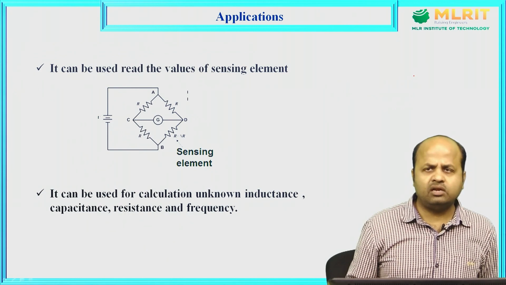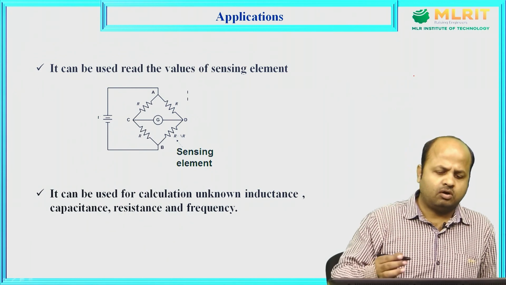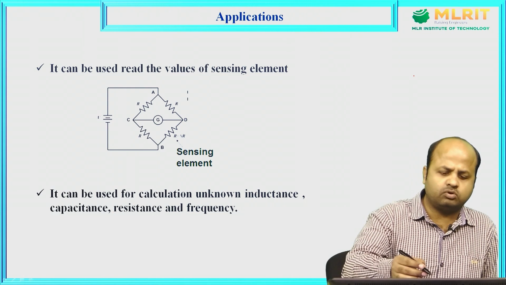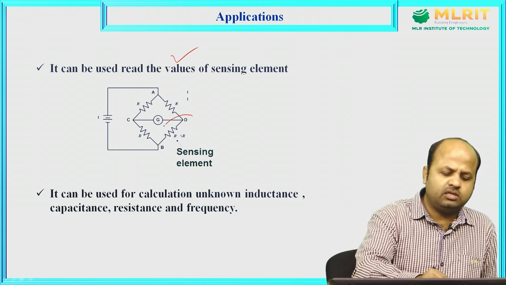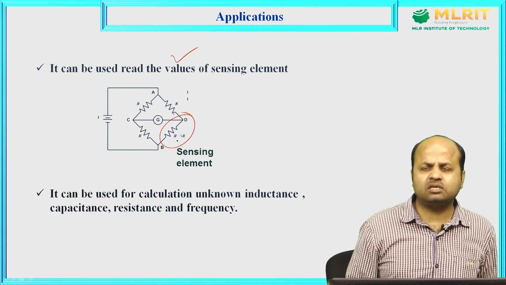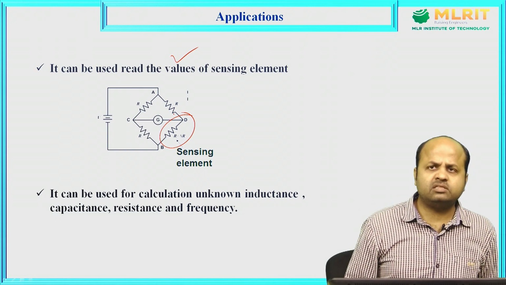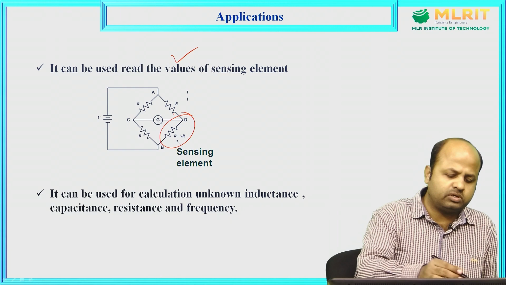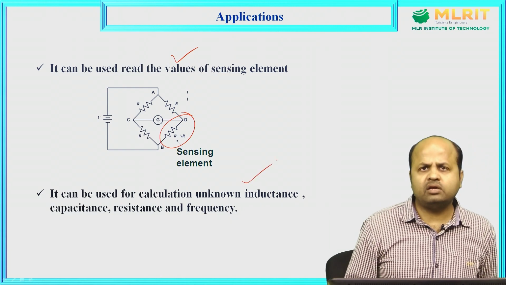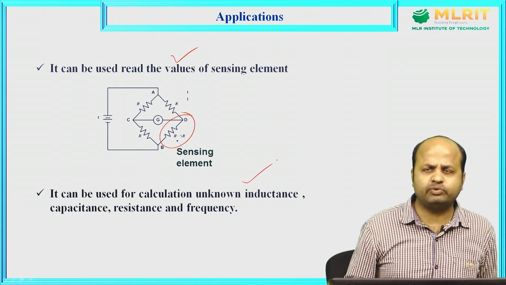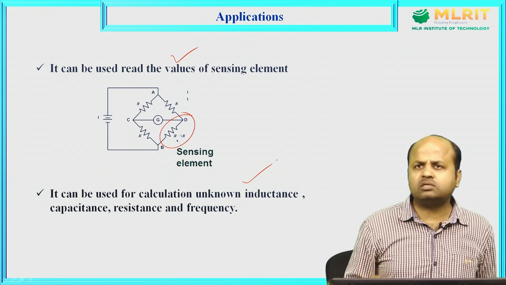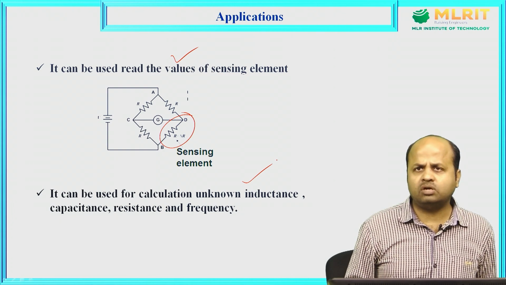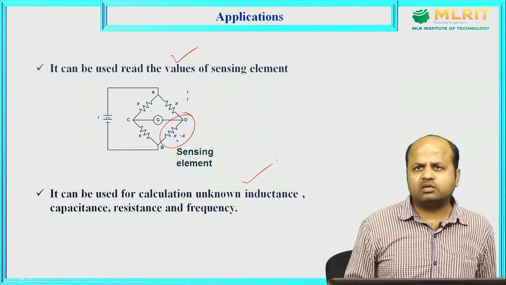So here finally we will conclude with the applications. Already I have discussed the applications. Wheatstone bridge is basically used in sensors to detect the change in sensing element values. Here it can also be used in finding unknown inductance, capacitance, resistance and frequency, which we have already discussed. So electrical bridges are very important, and the concept of electrical bridges should be there.